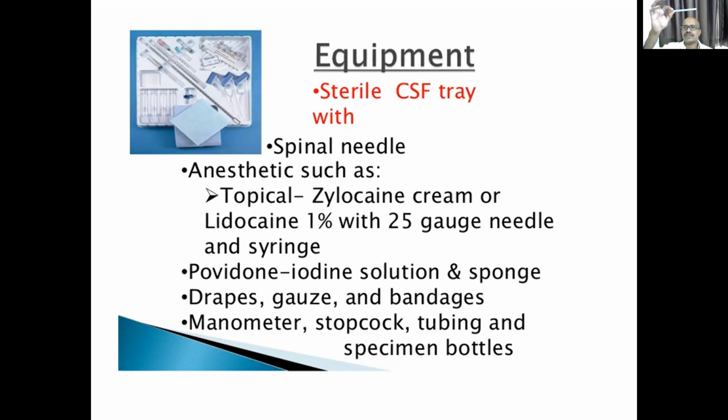During your exams, this will be kept like this. A very thin needle is there. So the equipment: the spinal needle, topical anesthesia such as xylocaine or lignocaine 1%, a syringe with a 25 gauge needle, povidone iodine, a sponge, drapes, gauze, and bandages. These are the things which are needed.